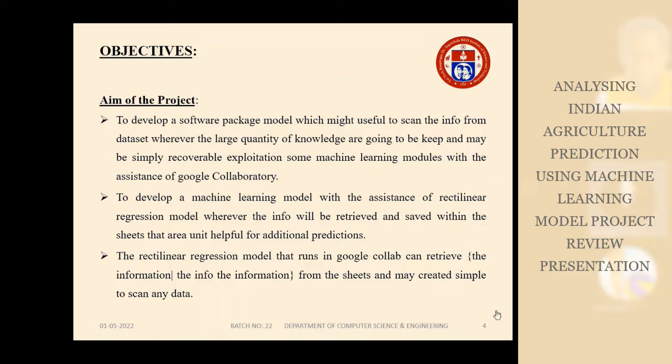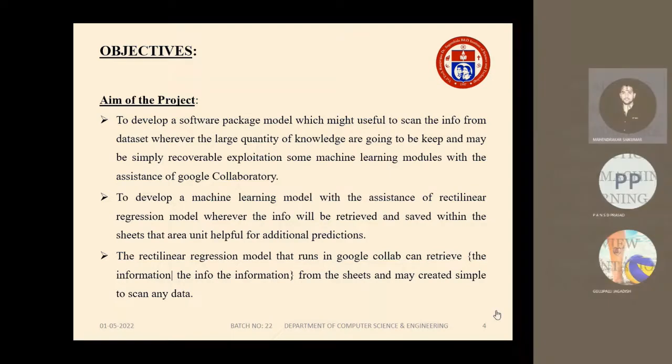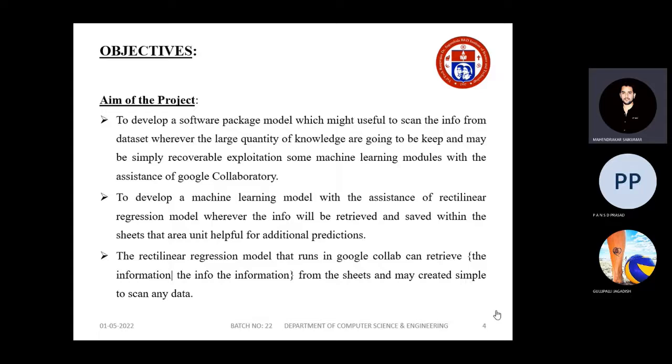Our aim of the project is to develop a software package model which might be useful to scan the info from a data set wherever a large quantum of knowledge is kept, and make for simple, recoverable exploration. Some machine learning models with the assistance of Google Colaboratory. The linear regression model that runs in Google Colab can retrieve the info from the data and make it simple to scan any data.